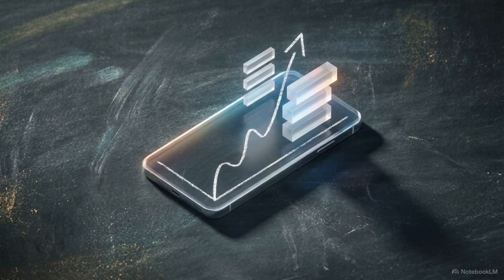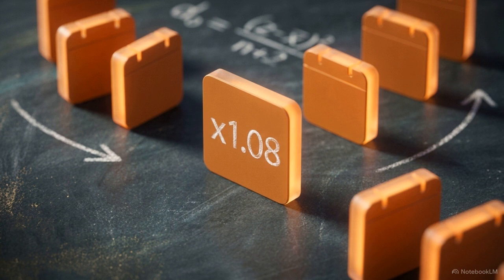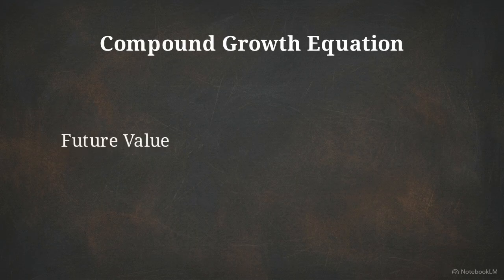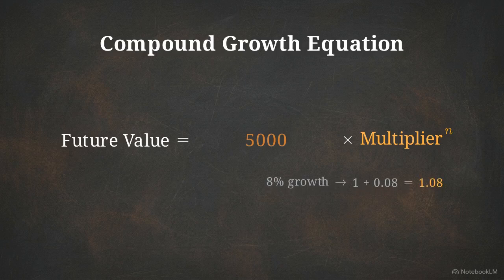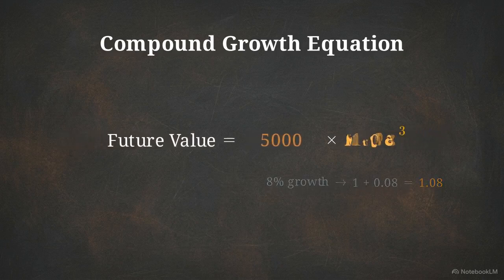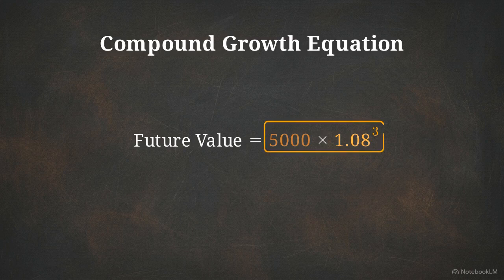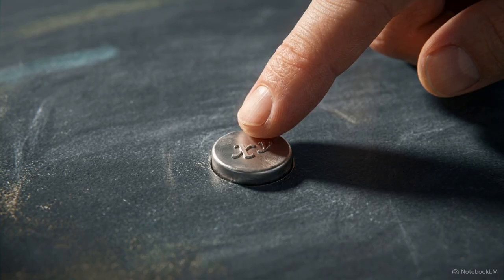Once you use a single multiplier, you can handle compound growth. Compounding is just the process of applying that same multiplier repeatedly over a specific time frame. This gives us the compound growth equation. Future value equals original amount times the multiplier to the power of n, the number of years. For 5,000 pounds growing at 8% for 3 years, it's simple. 5,000 times 1.08 to the power of 3. Using an exponent transforms a tedious year-by-year manual calculation into a single precise keystroke.